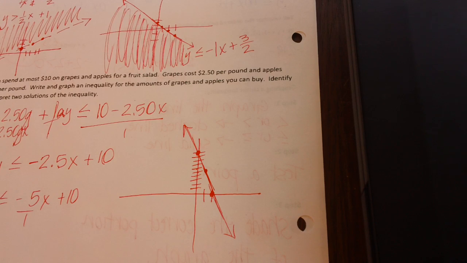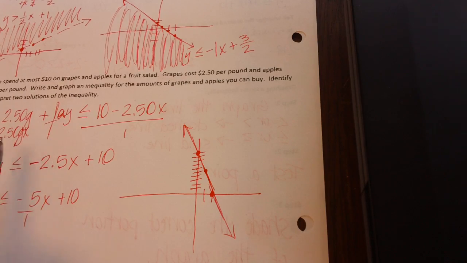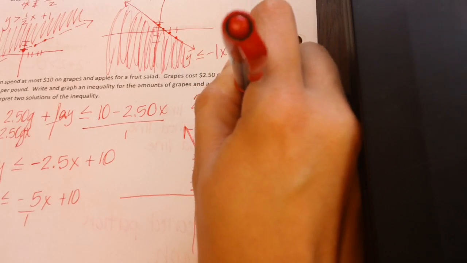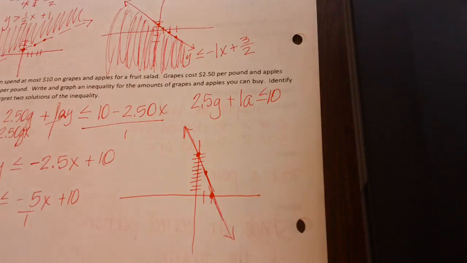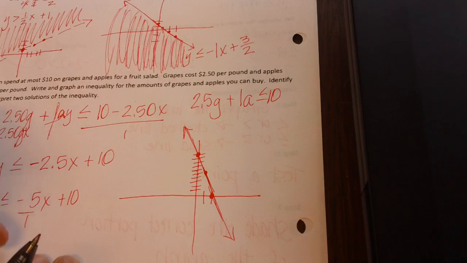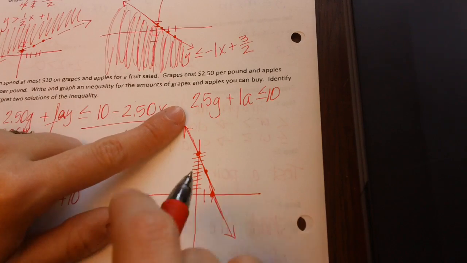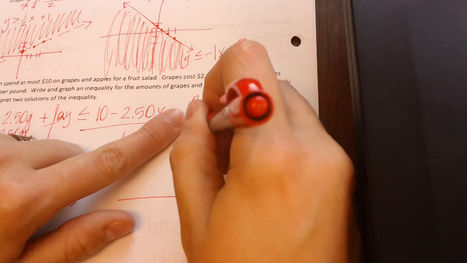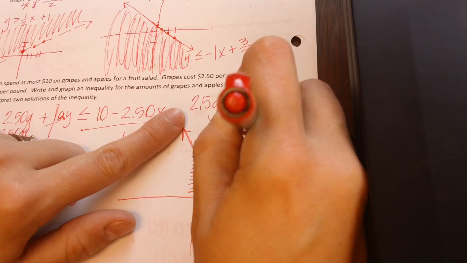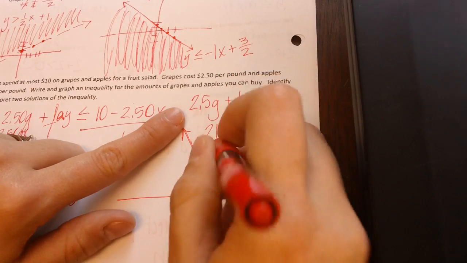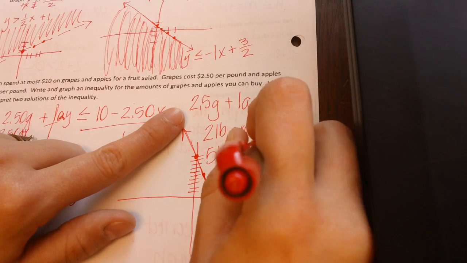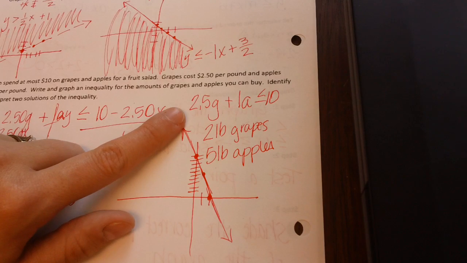So two solutions of this inequality, I guess we didn't really have to change this over. We could have left it as 2.5g plus 1a is less than or equal to 10. You can choose any solutions here. You could say, okay, I can get 2 pounds of grapes. That would cost me $5. So then I could get 5 pounds of apples. And that would be $10.